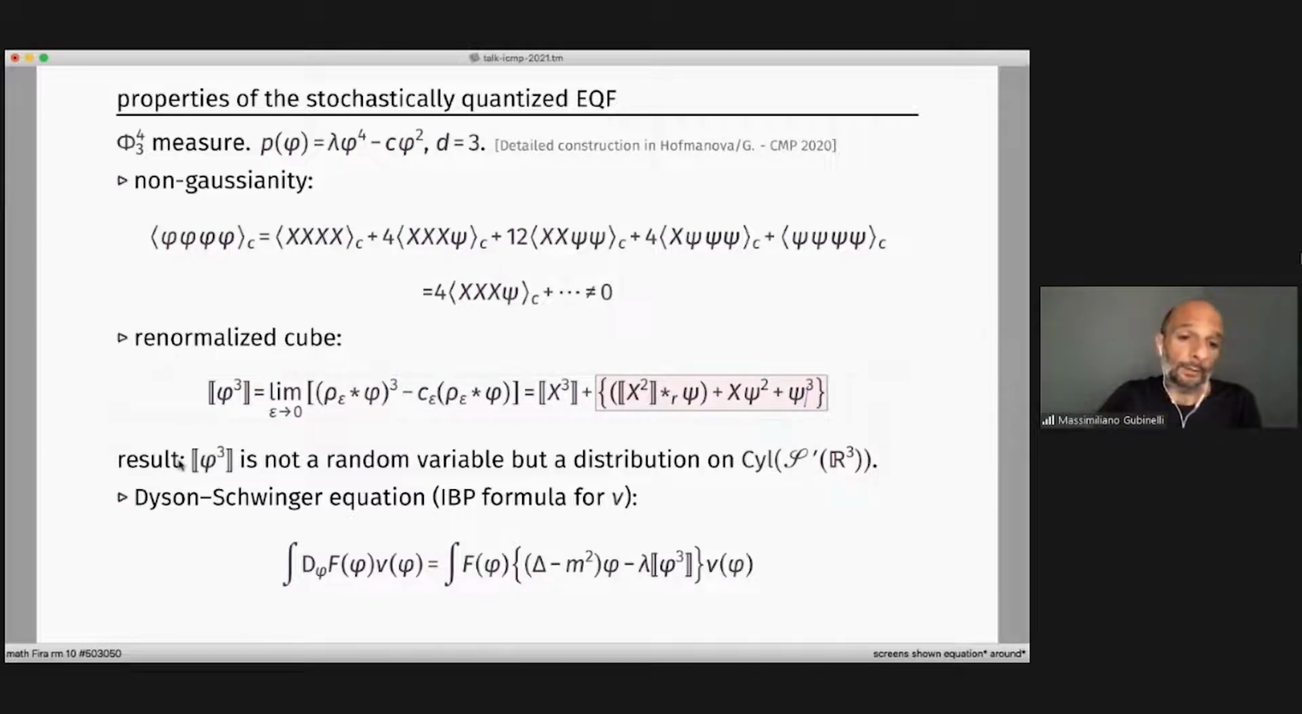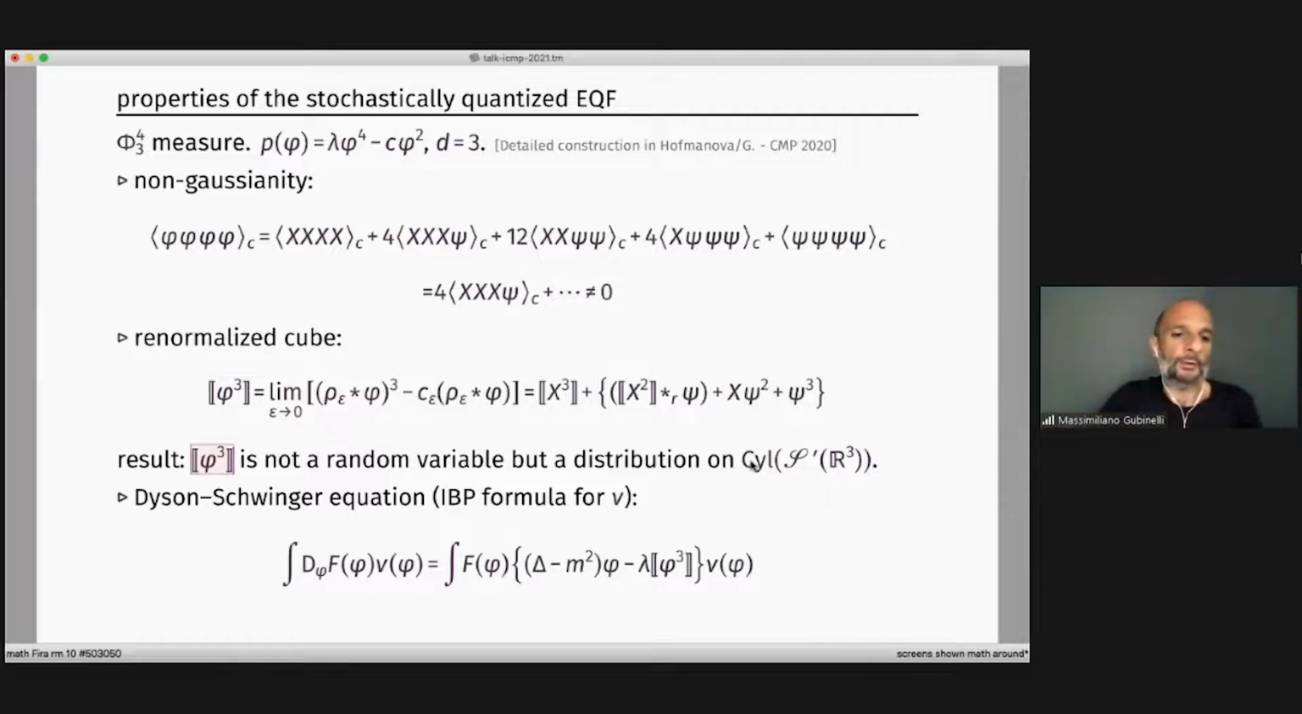As a result, you are able to prove a very nice thing, in my opinion: that you can define the cube of the fully interacting Phi^4_3 field, not as a random variable. So it's not a random variable with respect to the measure, but it's a distribution. It can be tested with smooth random variables, but it is not in L2, it's not a usual random variable. You have to think rigorously.